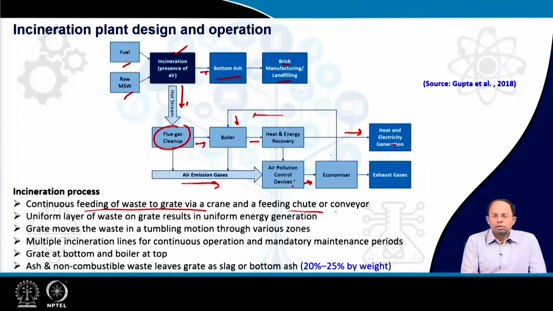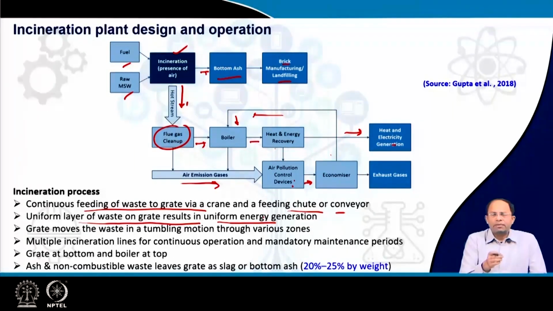So coming to the incineration process, we continuously feed waste to the grate via the crane and a feeding chute or conveyor. We have shown that in the image. A uniform layer of waste on the grate results in uniform energy generation. So that means we lay it down on the grate, which is a surface below which there are burners, and sometimes we also use air flow inside this as well.